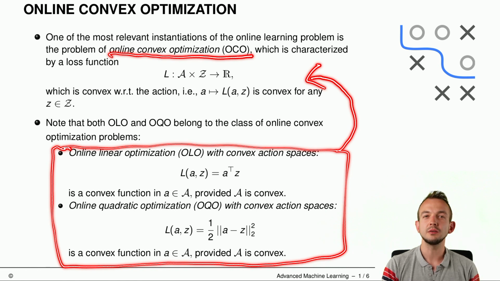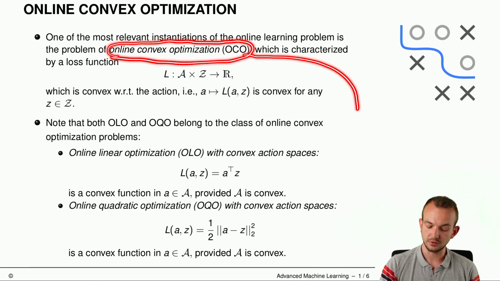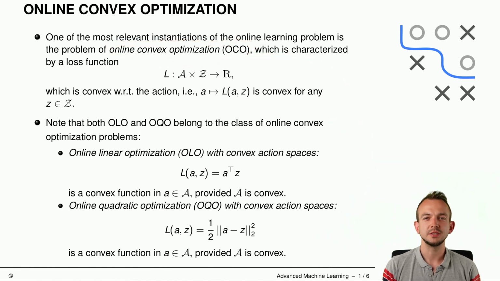So if we can derive an online learning algorithm which can deal with any online convex optimization problem, then it can also deal with these important specific cases of online convex optimization. The question is of course, how can we derive such an algorithm?